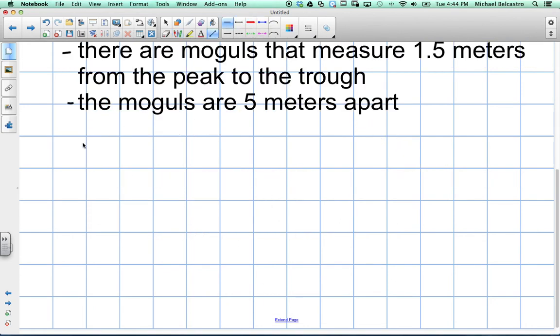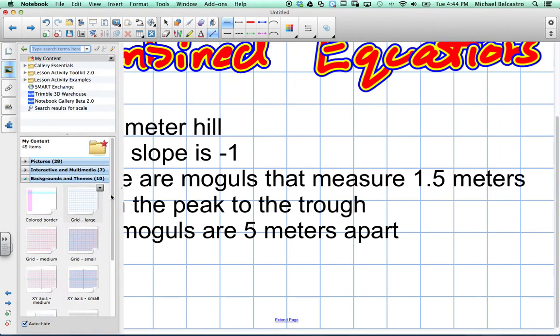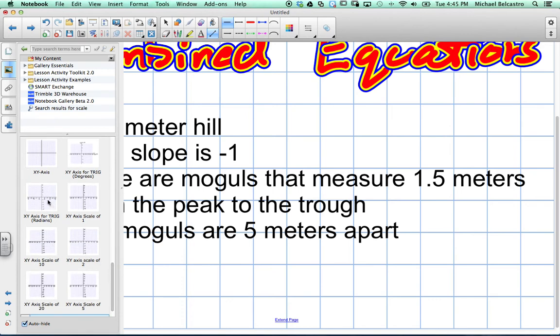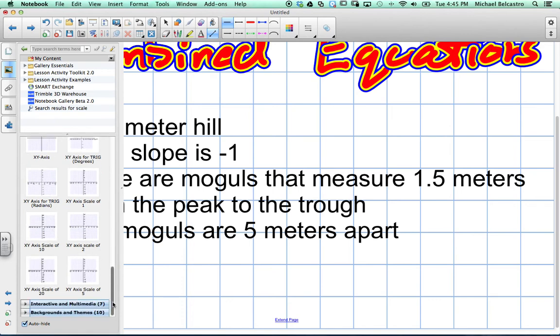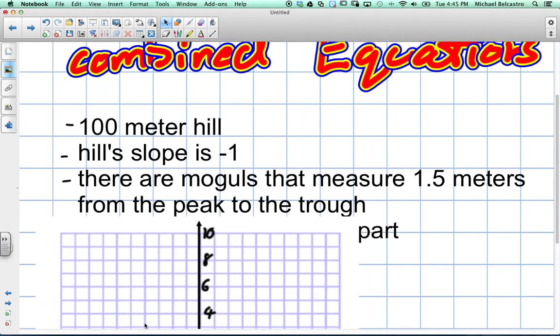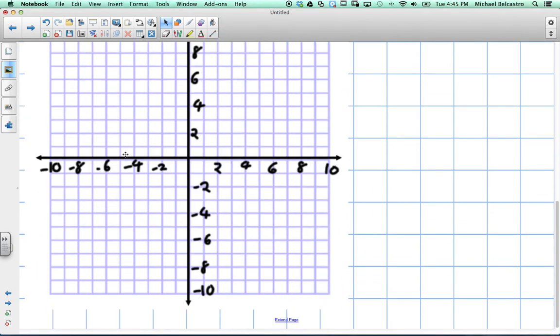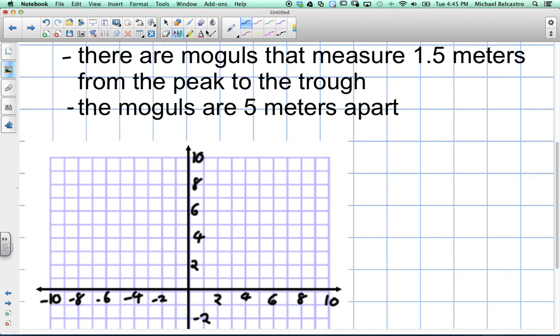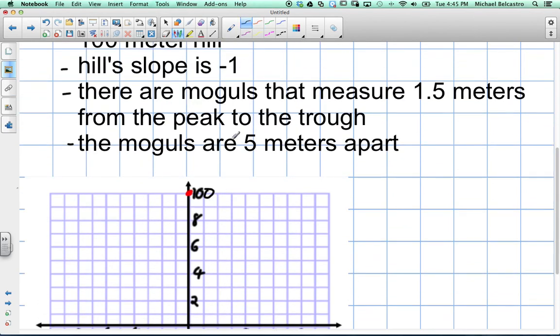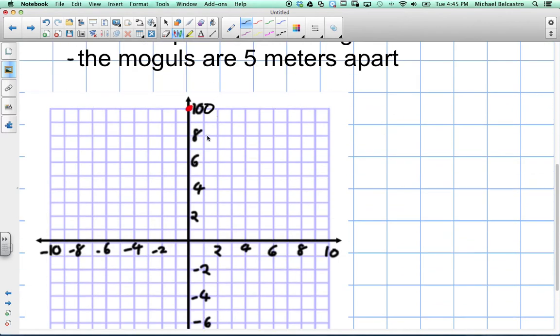Let's get an idea of our first equation here. I'll add a little picture in. We have a linear function. Scale of 1 would be good. They said we had a 100-meter hill. So we'll say that this instead of 10 is 100, right? So we're at the top of the hill, and it has a slope of -1. And we'll say these are going by 10s instead of 1s. And we'll do the same with the x-axis.